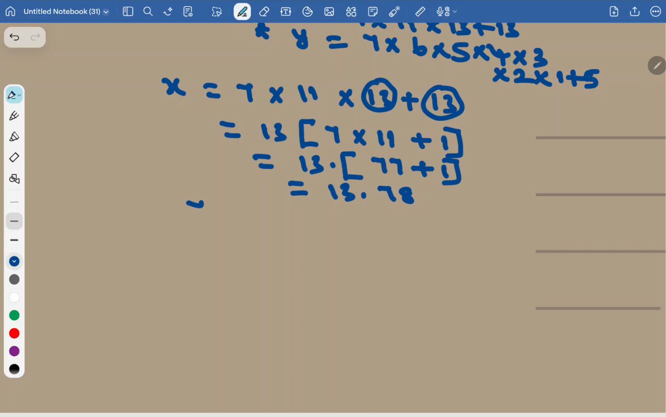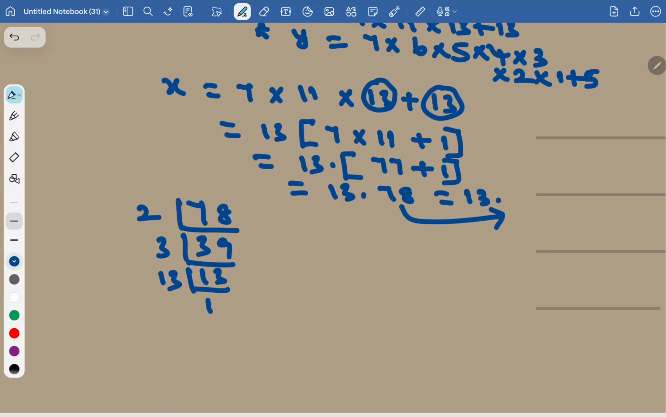I am going to find the prime factors of 78. 2, 39, 3, 13, 13. Therefore, I am going to write 78 as 2 into 3 into 13. This can be written as 2 into 3 into 13 square.